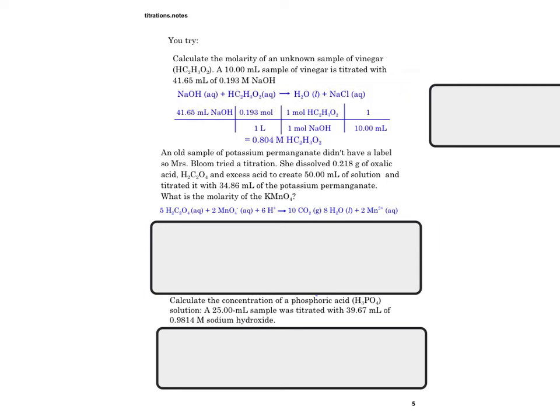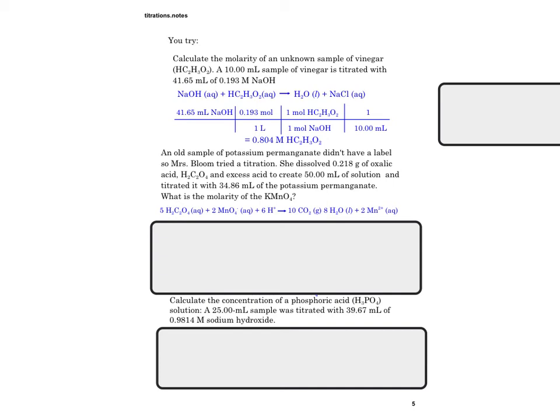All right, let's take a look at the first problem. The first one, you should have been able to write the balanced equation. And these are in a 1-to-1 ratio, which makes it a little easier. Volume of NaOH times its molarity. Balanced equation lets us convert to acetic acid, divide by the volume of the analyte.